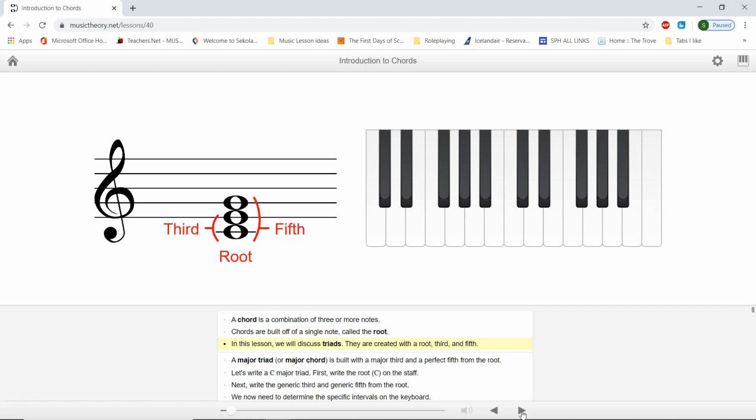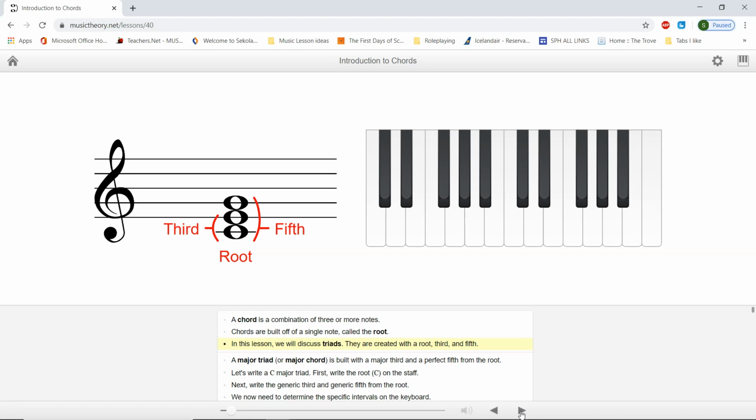So in this example, you can see that I've got the root, which is the lowest note, and it's a C. I go up a third to the next line. I have an E, and then I go up to the next line, which is a fifth away from the root, and that is a G. So the notes that I have here are C, E, and G.